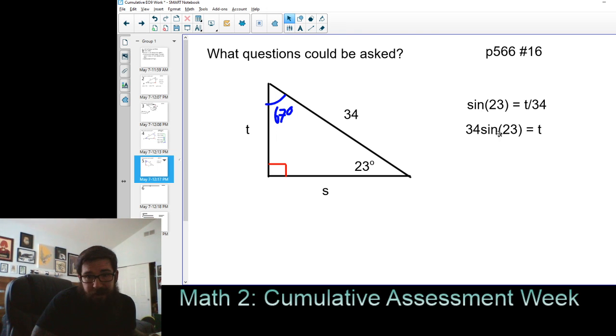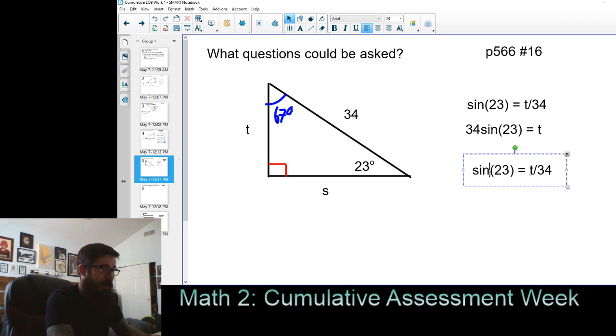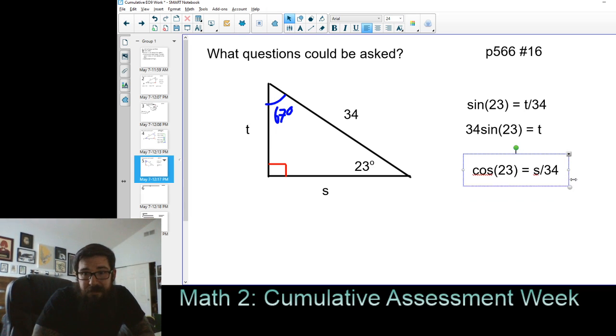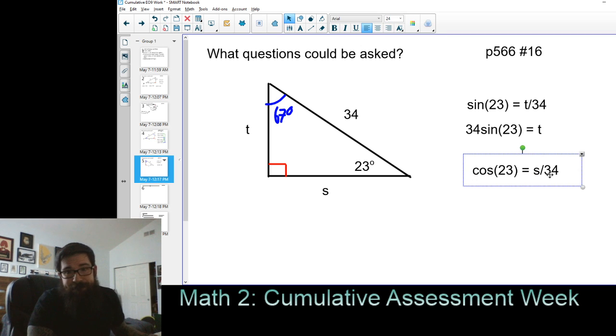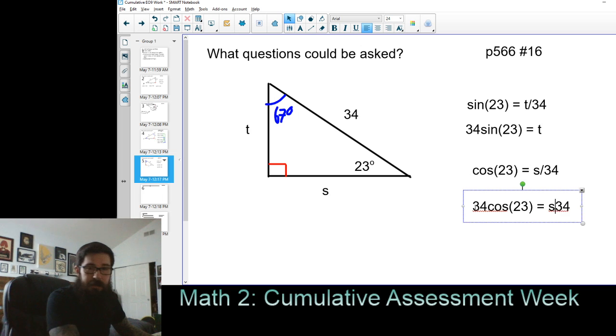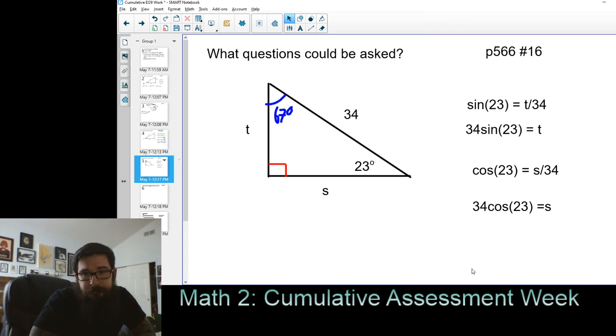To find S, it's basically going to be the same setup. But now that S is the adjacent side, I need to change sine to cosine. Change this T to S. Right? It's really the same process. Multiply both sides by 34 to get something that's going to look like this. Type it in a calculator. You can figure out those values, but it's the thinking that I'm more concerned about with this, right? I'm not concerned about anyone's ability to jam those numbers in.